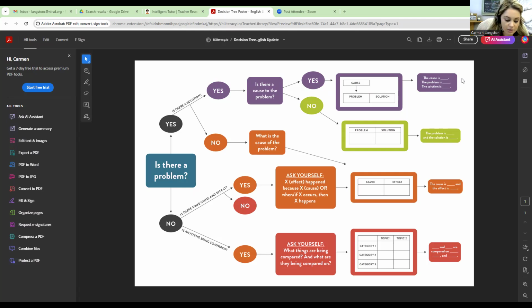The cause is. Let me write that down. The cause is. Now you guys tell me, what was the cause of our problem today? That's right. Miss Nancy was very old, so we can go ahead and write that down. The cause is Miss Nancy is very old.